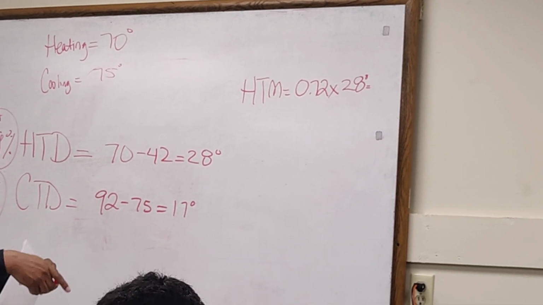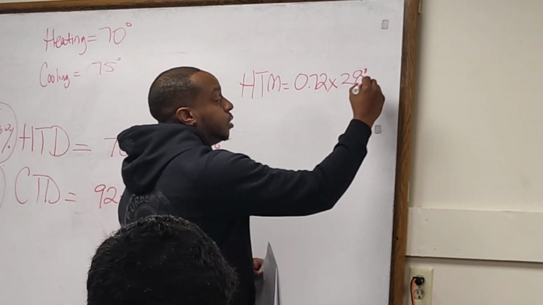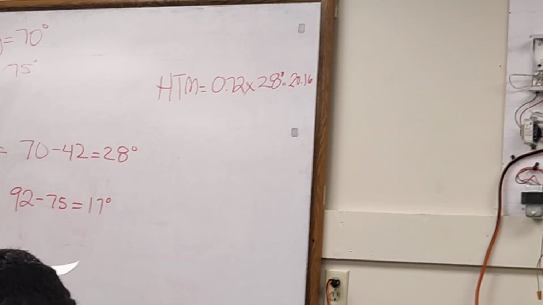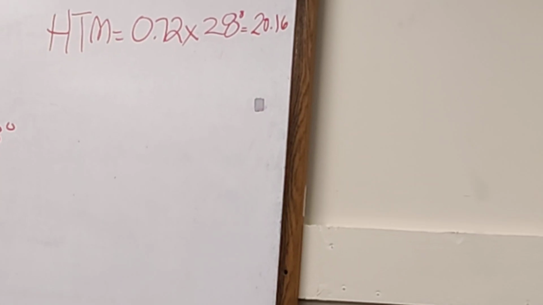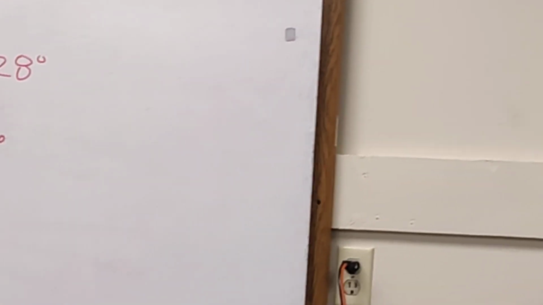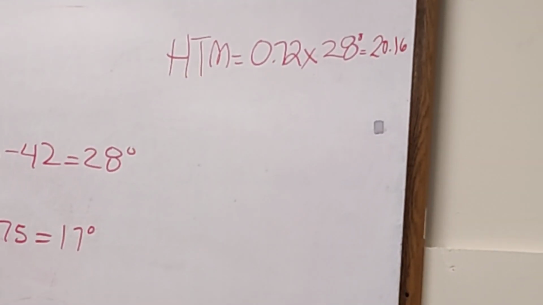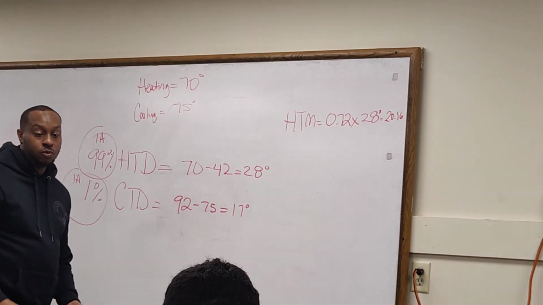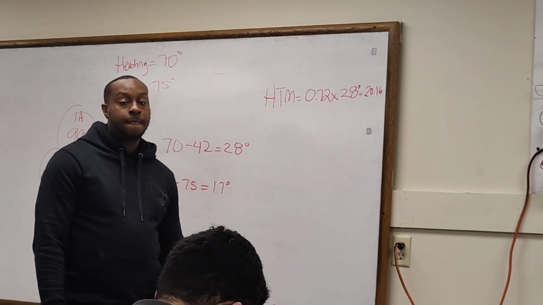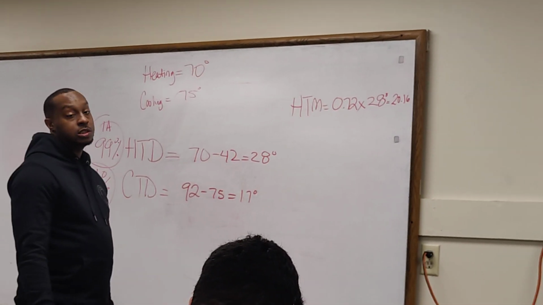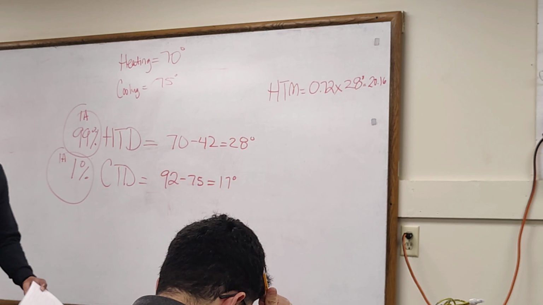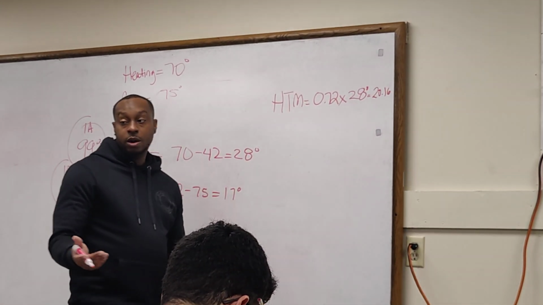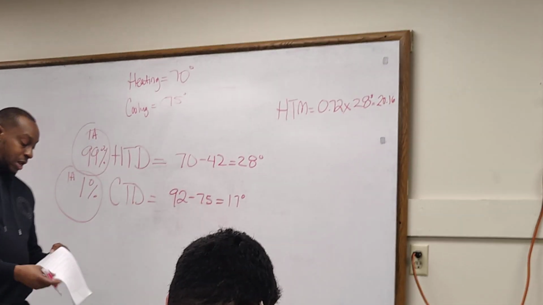What you got? 22.16. No, 20.16. All right, so you got 20.16 as your heat temperature multiplier. All right, load area. You all should know what the load area is. What's the load area of a 7x8 room? 56. You just multiply the numbers. If it's cubed, then it's going to be 3. If it's squared, then it's going to be 2. Everybody understand that, right? So that's the load area.